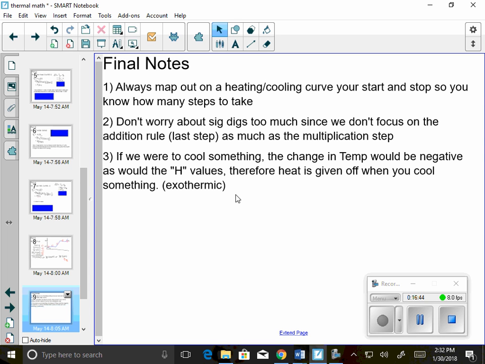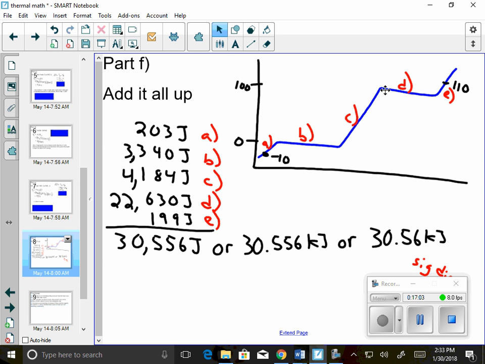Third point, which I know for my students is going to come into play with the homework for next class. If instead of heating something from a low temperature to a high temperature, you are cooling something, you're going the exact opposite direction on the heating cooling curve. So you would be going this way, which means your delta T's, your change in temperature, would always be a negative value.